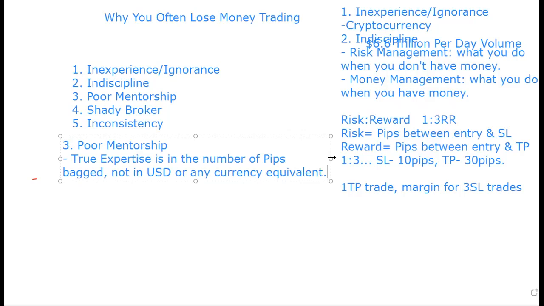That's why I'm telling you right now that true expertise is measured in the number of pips that a person is able to catch. Not in the US dollar, because I've seen people who claim to be gurus, who are even mentoring other traders, who have students who pay about 300,000 naira for their courses. I know one whose course is $1,000. And the way he teaches his students, I can never, for any reason in my life, based on the fact that I have a conscience, teach a student like that.